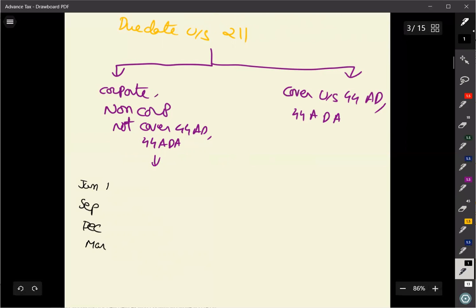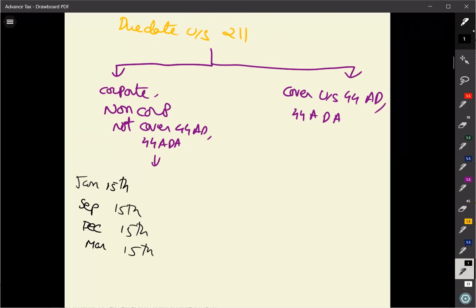So what is the due date of the installment? On or before 15th June, you need to make payment of your advance tax. On or before 15th June, on or before 15th September, on or before 15th December, on or before 15th March. Those are the due dates for a non-corporate who is not covered under 44AD or 44ADA, and for a company. That's it.